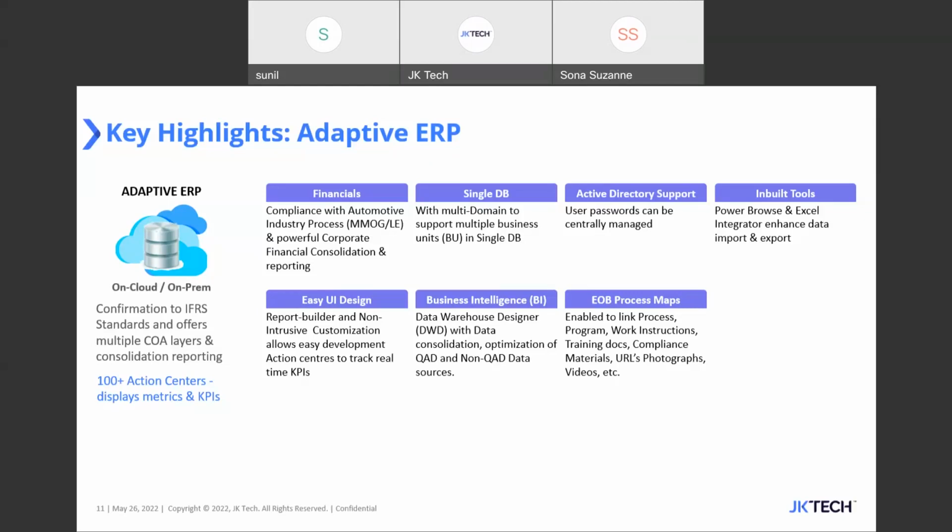There is Active Directory support as well. There are inbuilt tools and easy UI design. They have strong business intelligence, dashboard, and reporting capability. And there are EOB process maps as well. And last but not least, there are 100-plus action centers, display metrics, and KPIs where you can track your real-time KPIs. So these are just a high-level overview.